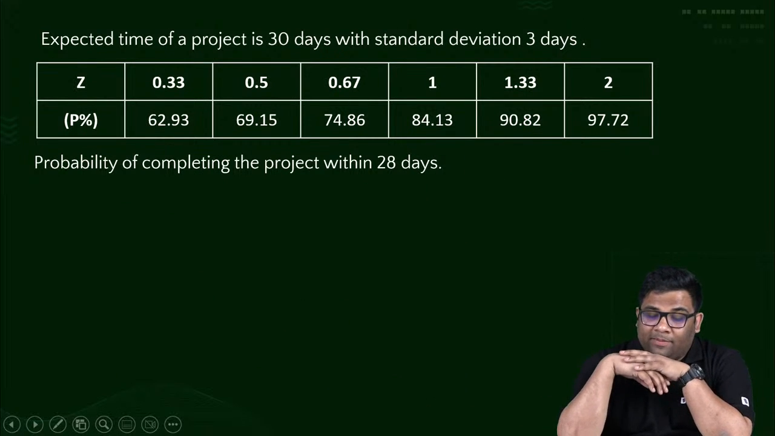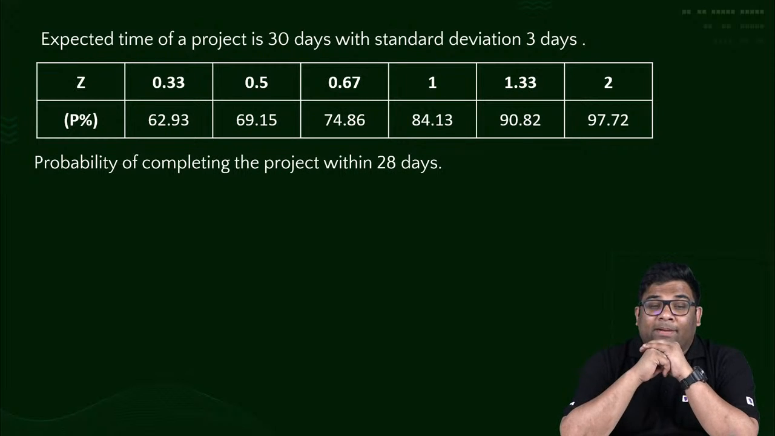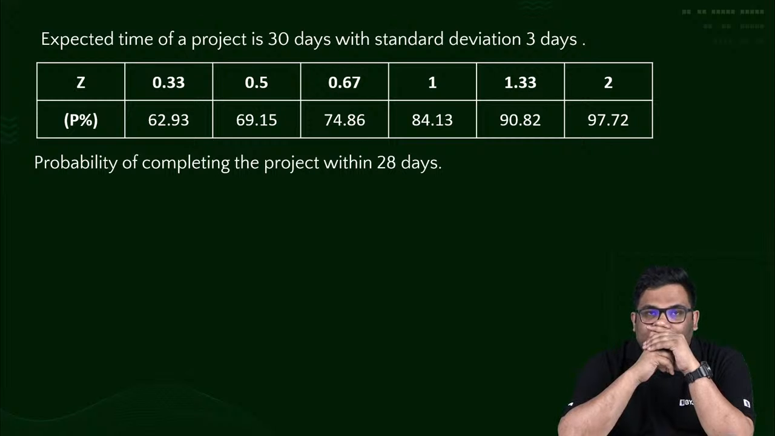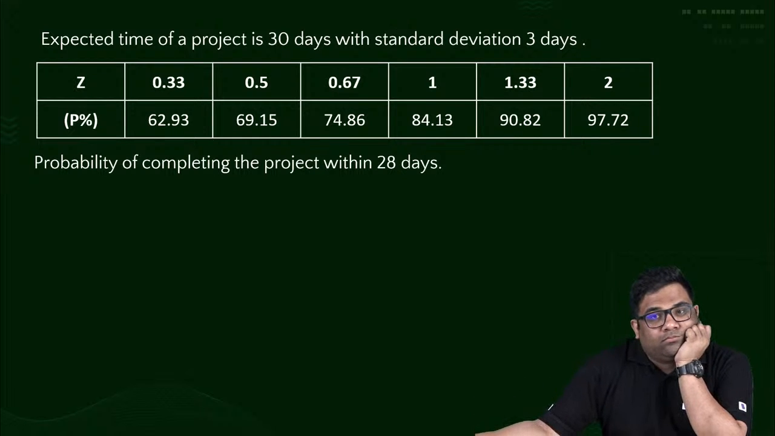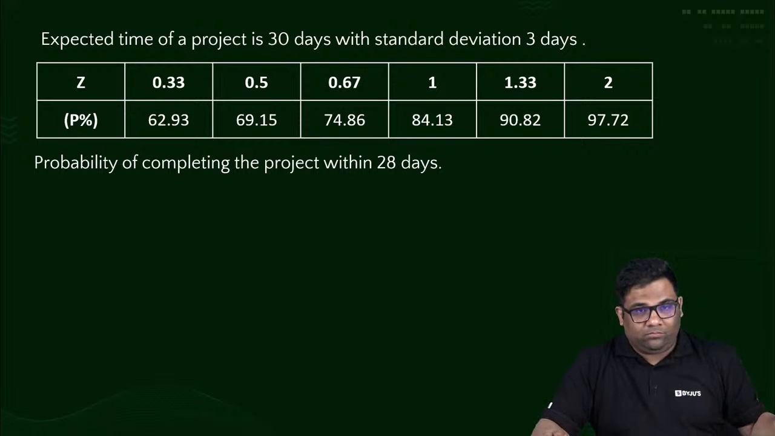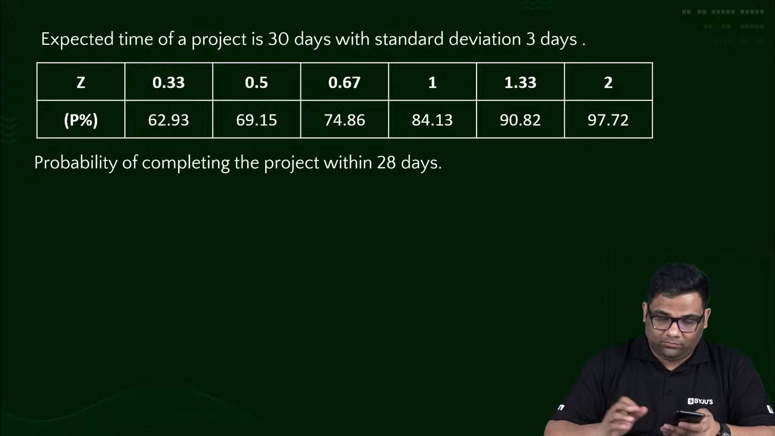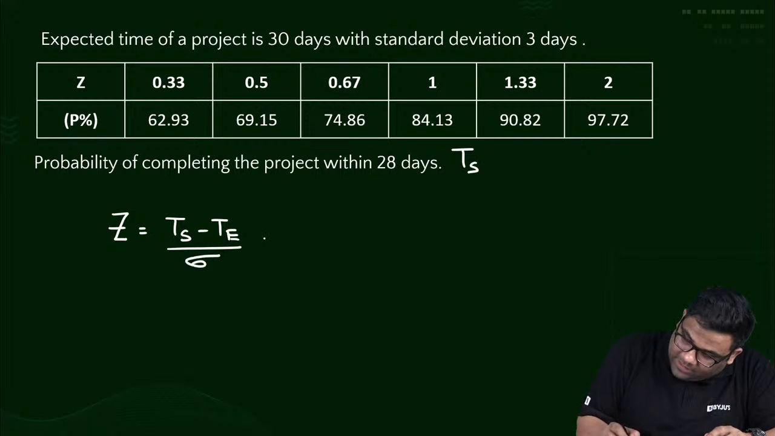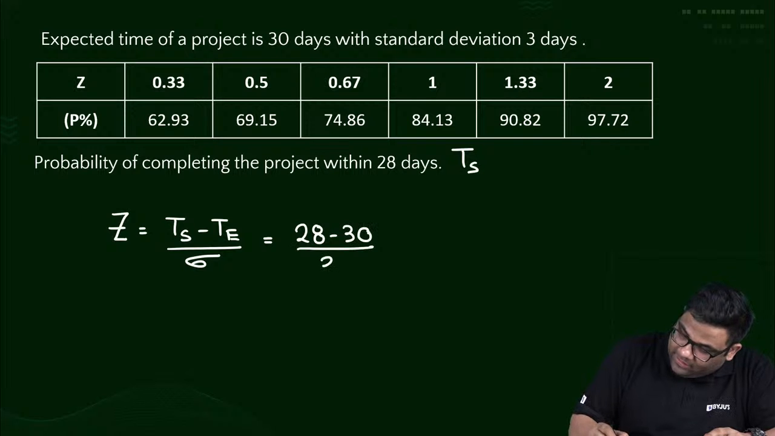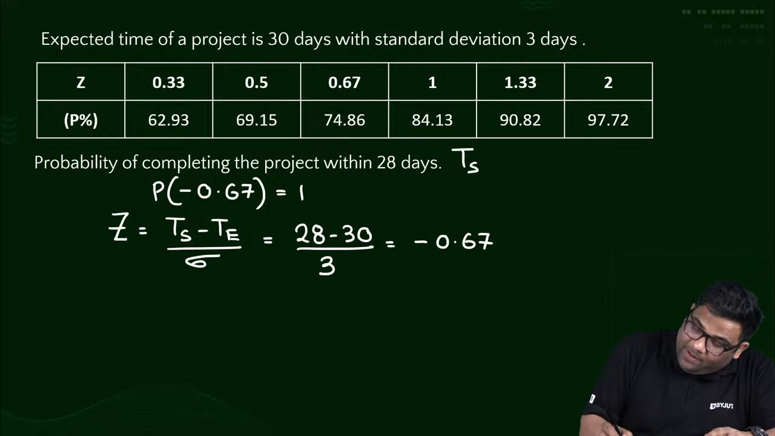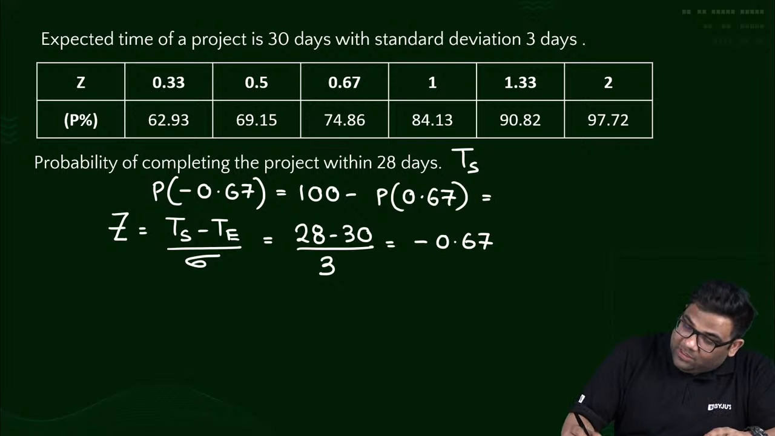Solve this question: probability of completing the project in 28 days. With 28 days as TS, Z will be TS minus TE by sigma, that is 28 minus 30 by 3, which is minus 0.67. So the probability of minus 0.67, in percentage, is 100 minus the probability of 0.67. Very easy. That is 100 minus 74.86, which is equal to 25.14.